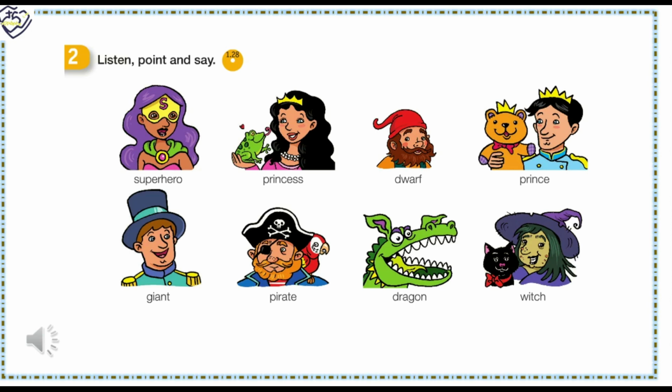Seven. Look, he's got a bird. Who is he? Eight. She's got purple hair. Who is she?